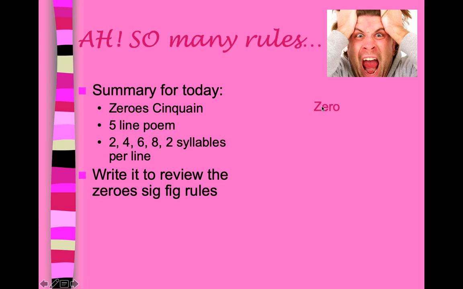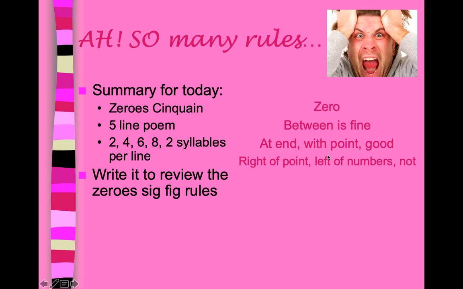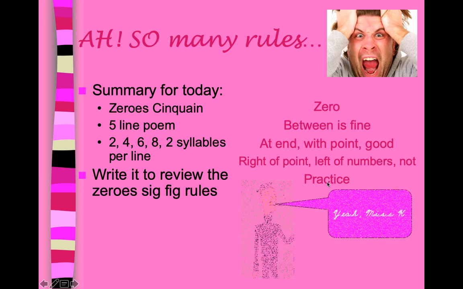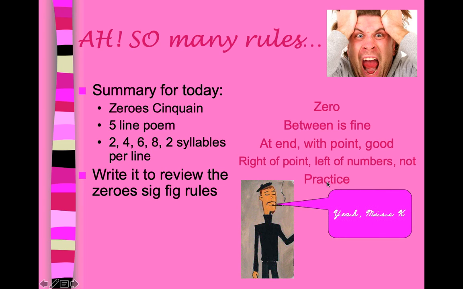My first line is 0. Between is fine. At end with point, good. Right of point, left of numbers, not. Practice. Yeah, Miss K, right? Okay, so anyway, it's just a silly way to review something, but the silly piece of it is what makes your brain more active.